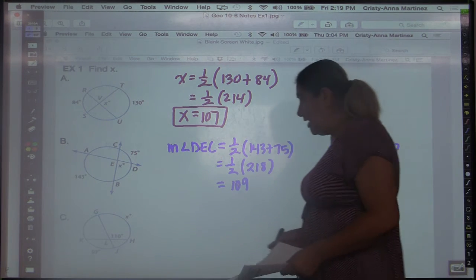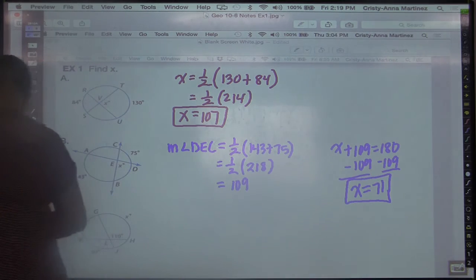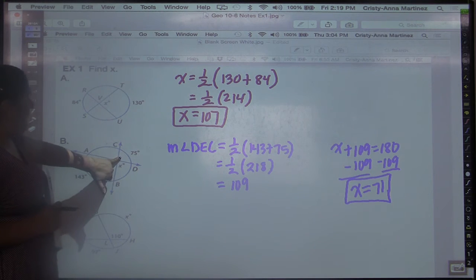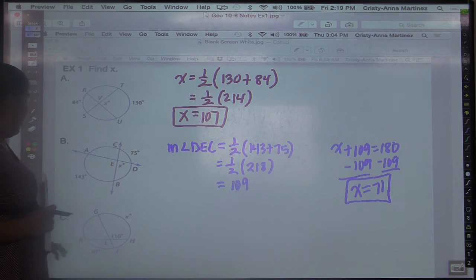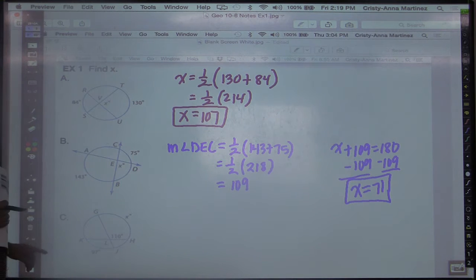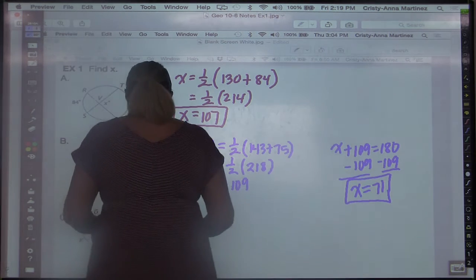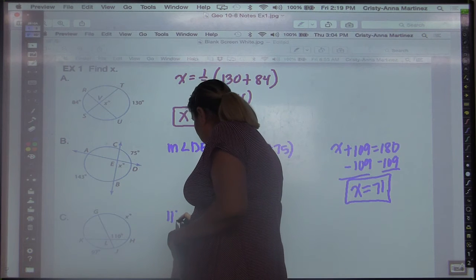Now in part C, we're going to work backwards. In part B, we didn't really work backwards; we just had a two-step process. We had to find this angle first and then do the whole 180 thing. But in part C, we're actually going to go backwards because the x is not the angle measure, it's the arc measure. So we're going to set up our problem with the angle, which is 110.